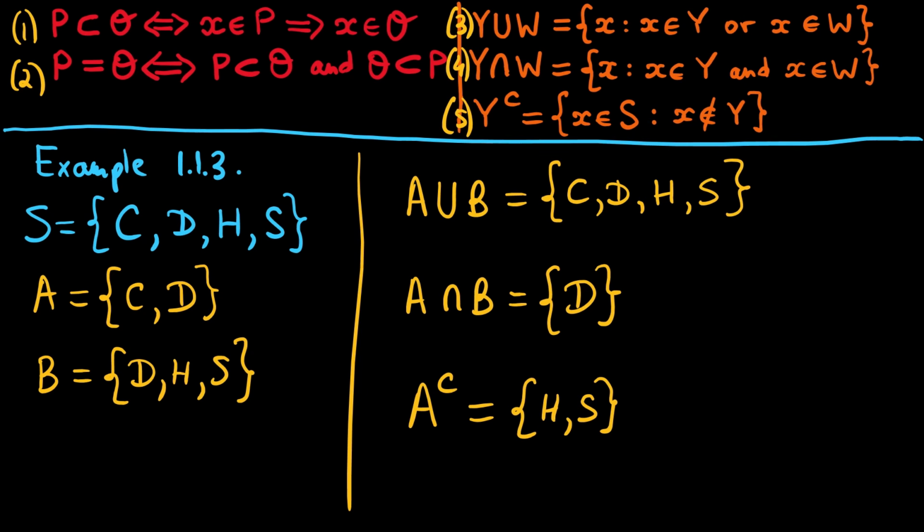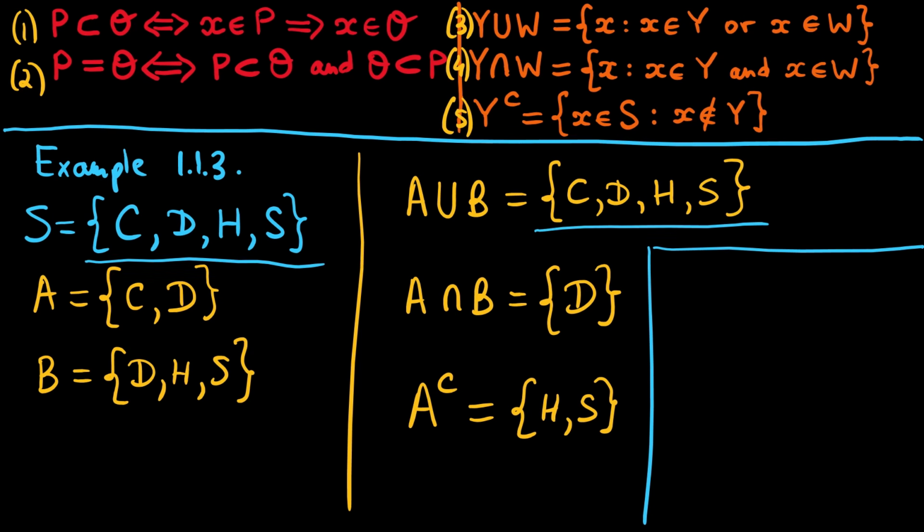Okay, and then a couple more things are noted here. Notice that A union B is equal to the sample space. So, in other words, the sample space itself can be thought of as an event.